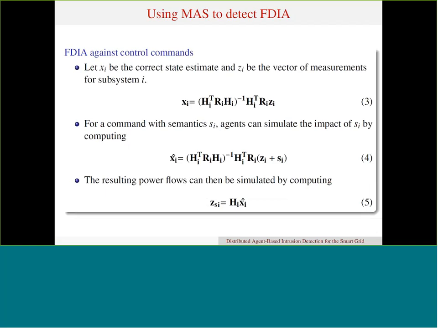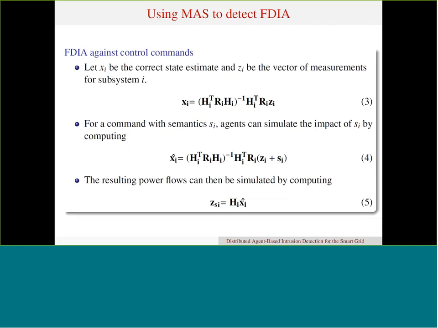On the other hand, for control commands, equation one is basically a state estimate. It's an equation for state estimation in the power grid. So we're assuming that at every subsystem created by an agent, or at each substation, an agent has access to the correct state estimate at that time. So based on equation one, that is what ideally is the correct estimate.